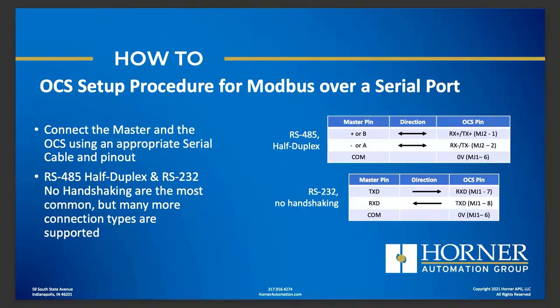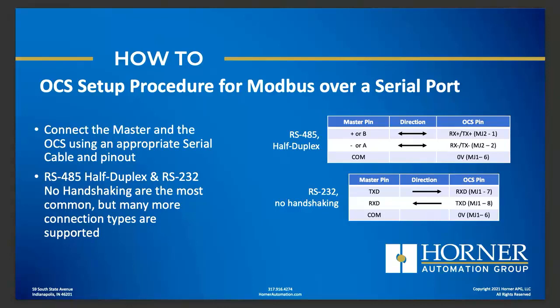Another common interface is RS-232. RS-232 is limited to point-to-point communications only. With RS-485, you have the ability to have one master connected to multiple slaves through a multi-drop scenario. With RS-232, it's strictly point-to-point. There are still most commonly 3 conductors used, but this time, instead of a differential signal, it's a single-ended signal, so you do have a dedicated transmit line and a dedicated receive line.